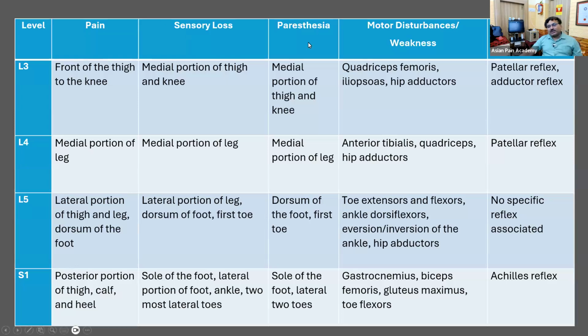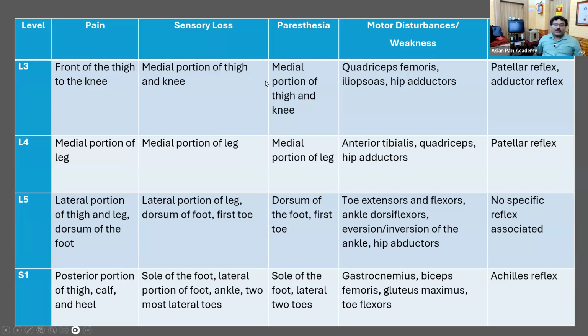So based on the area where the pain is occurring, and the pain nature should be neuropathic, you can say L3 pain area is the front of the thigh to the knee, whereas sensory loss is in the medial portion of the thigh to the knee, and there will be paresthesia in the same area, and the quadriceps, iliopsoas and hip adductors will be affected. And in L3, the patellar reflex as well as the adductor reflex are both affected.